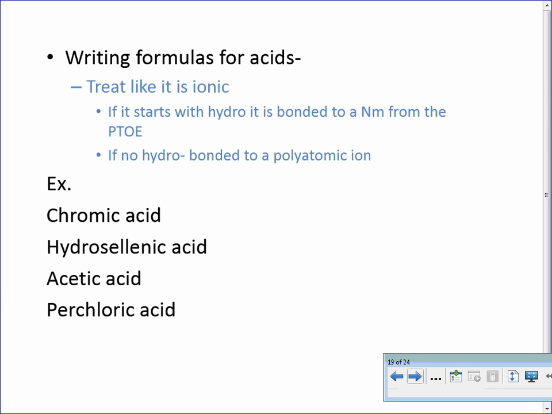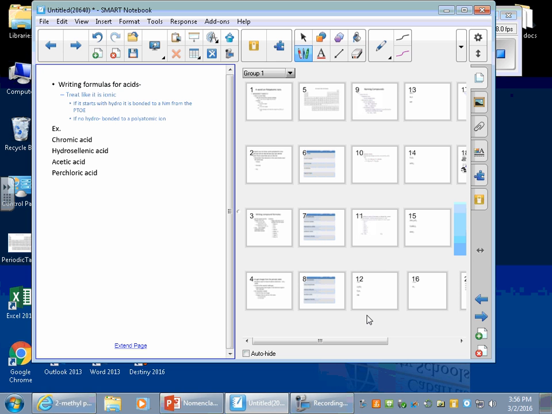Okay, when you're writing formulas for acids, the most important thing is knowing that if it starts with hydro, then you're dealing with an element or a nonmetal. And if it does not start with hydro, then you know you're dealing with a polyatomic ion. And then when we talk about the hydrogens in front, you're going to have to look at the charges.